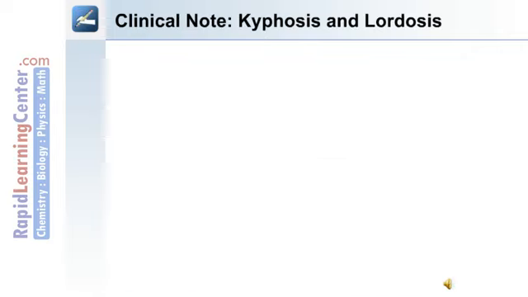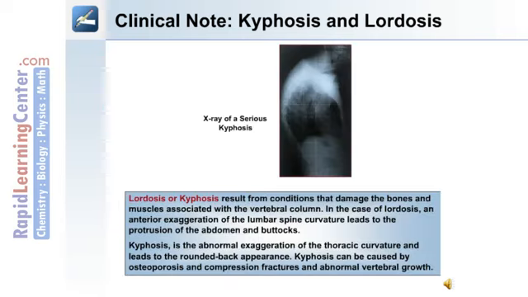The following is a clinical note on kyphosis and lordosis. Kyphosis and lordosis result from conditions that damage the bones and muscles associated with the vertebral column. In the case of lordosis, an anterior exaggeration of the lumbar spine curvature leads to the protrusion of the abdomen and buttocks. Kyphosis is the abnormal exaggeration of the thoracic curvature and leads to the rounded back appearance. Kyphosis can be caused by osteoporosis and compression fractures and abnormal vertebral growth.